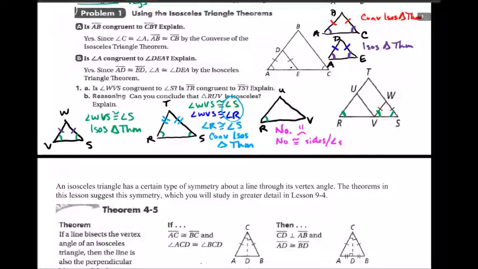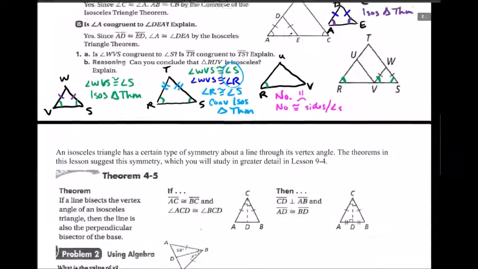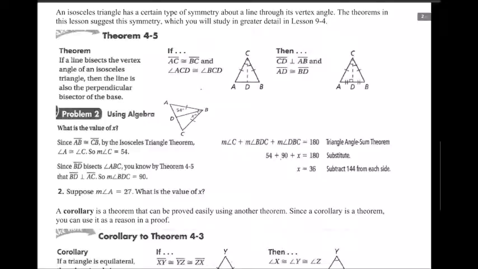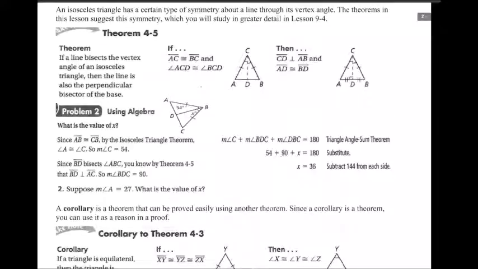There are no congruent sides and no congruent angles. We cannot make that an isosceles triangle. Hopefully you saw that. All right. Our next theorem, this is what I call the awesome theorem, but we don't get to call it that. Sorry.